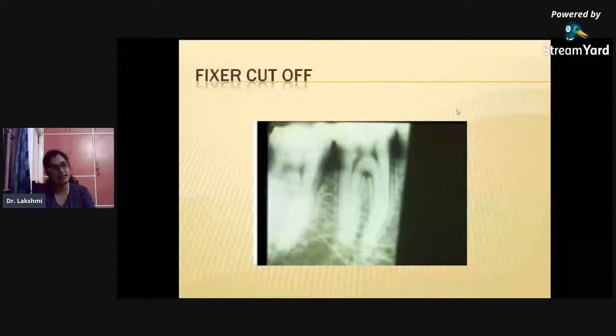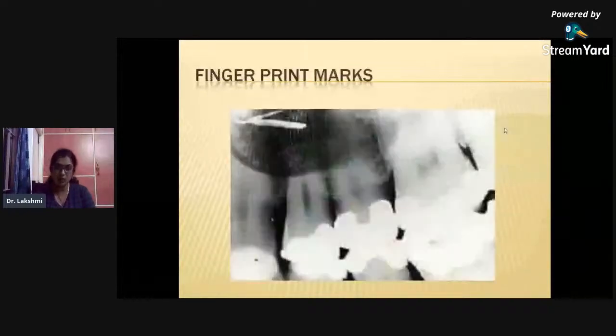It is properly developed, but in the fixer you are not putting it properly into the solution, and a part of it remains outside or not in contact with the fixer, which will result in a fixer cutoff. So fingerprint marks: before the developing of the film, if your fingers are contaminated with either of the solutions, the developer solution or fixer solution, and with the same hand you touch the radiograph and dip it into the solutions for developing, that comes as the fingerprint mark as an artifact.